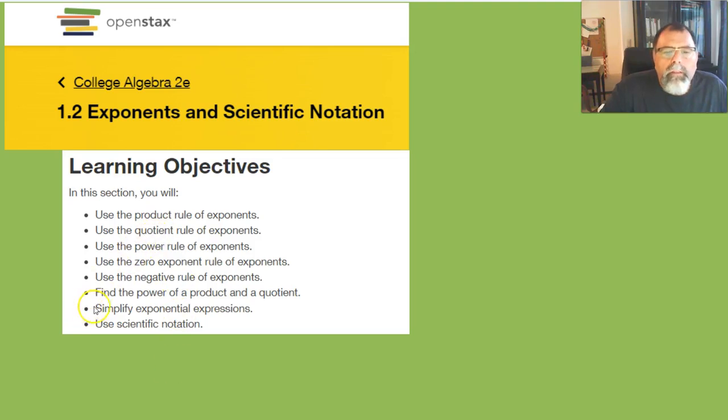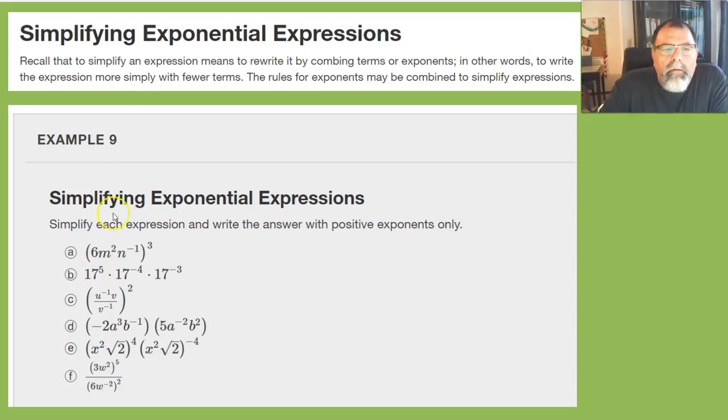All right, moving on to the next learning objective, simplify exponential expressions. I wanted to really highlight this in the book. Recall that to simplify an expression means to rewrite it by combining terms or exponents. In other words, write the expression more simply with fewer terms, right? That's what simplify means. The rules for exponents may be combined to simplify expressions.